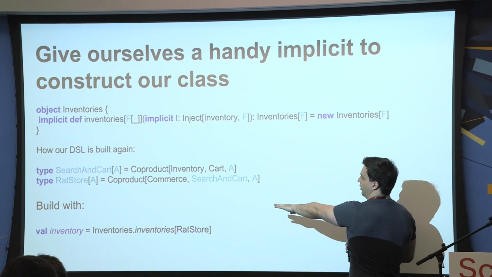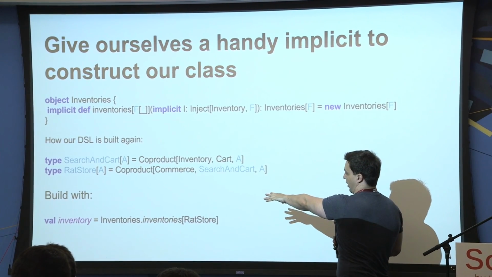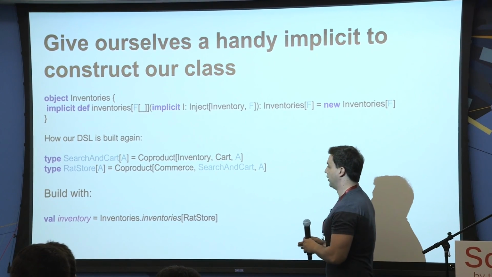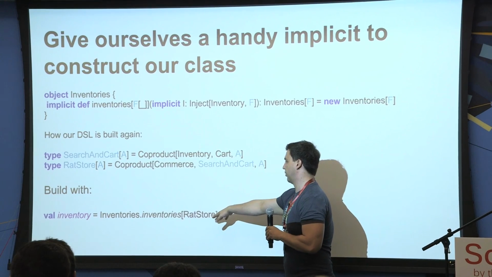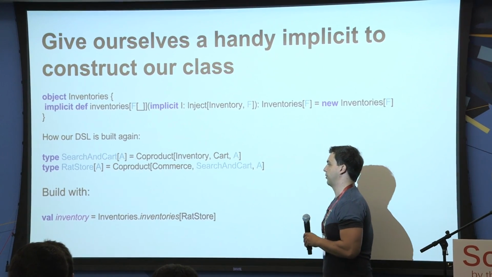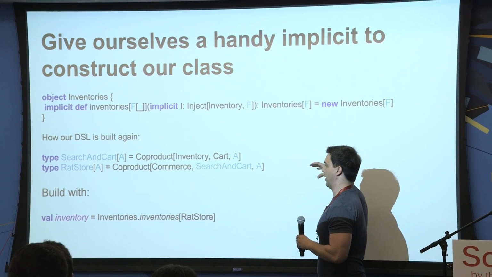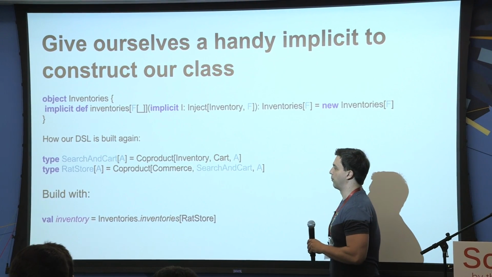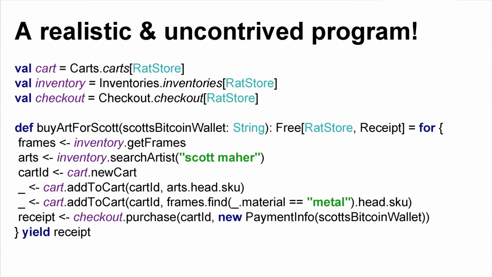So here's our DSL again, that's combined from these three different types. And then what's really, really cool is you just call this. You say, I want an inventories to be injected into rat store, coproduct implicits, free implicits just know how to build the structure up with the coproduct to actually inject inventories into that. And it's really, really neat. It's kind of beautiful how that works.